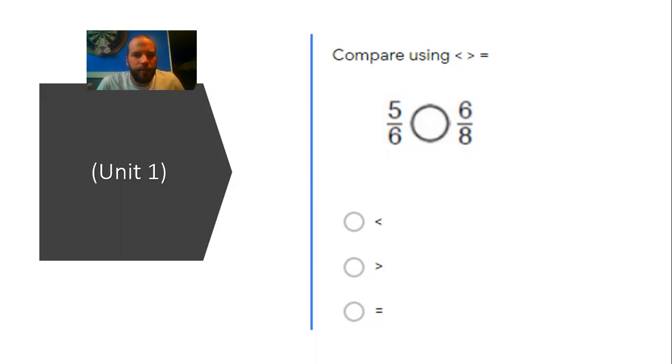I'm assuming every single person gets this one right, but remember, you cross multiply. So we have 6 times 6, 36, or 5 times 8 is 40, and 40 is bigger than 36. So 5/6 is larger than 6/8.